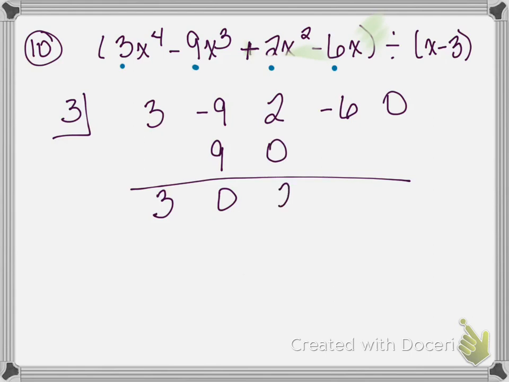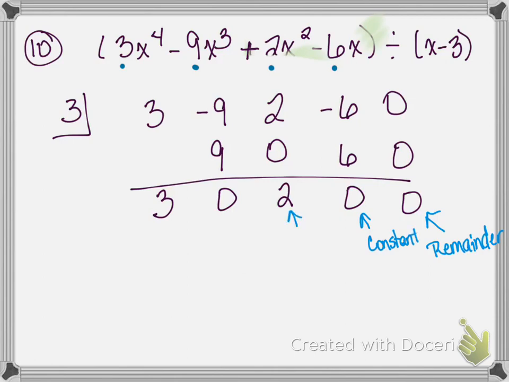So I bring down my 2. 3 times 2 is 6. Negative 6 and 6 is 0. 3 times 0 is 0. Okay, so I'm still going to end up with the same thing that I did with my long division. This is always my remainder. So I do not have a remainder, and we know that from the long division. This is always my constant.